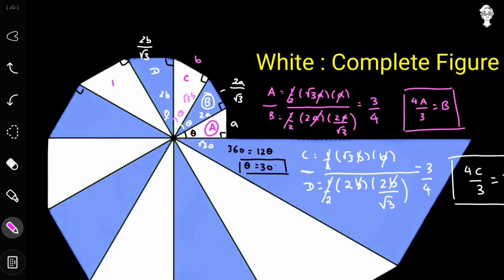So the area of this white triangle is E, this is G, this is I, this is K. And now let us take the area of these blue triangles. So this is F, this is H, this is J, and this is L. Okay, now here we have marked all the remaining areas.